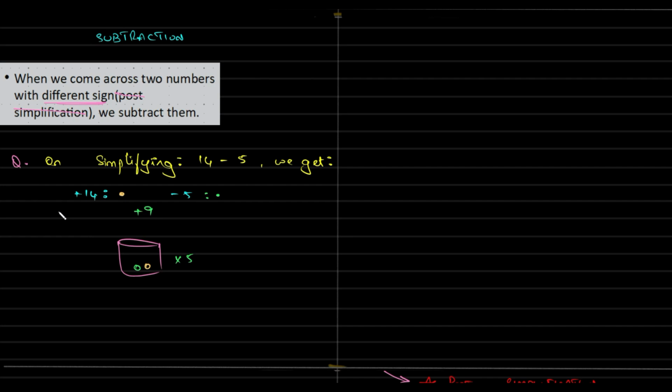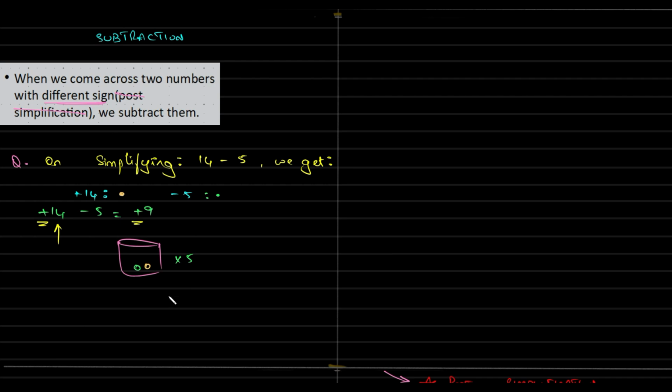So let us look at it in terms of mathematical notation. Plus 14 minus 5 will give you plus 9. Make sense? Because you have the positive sign with the highest number, plus 14. 5 is obviously comparatively low. So the end result sign is plus 9.